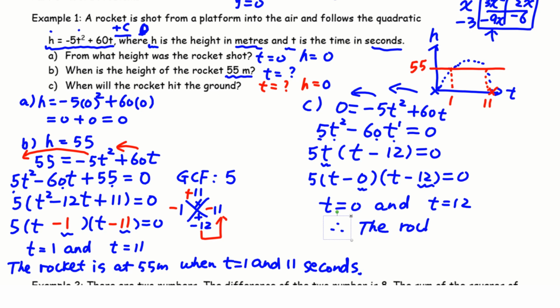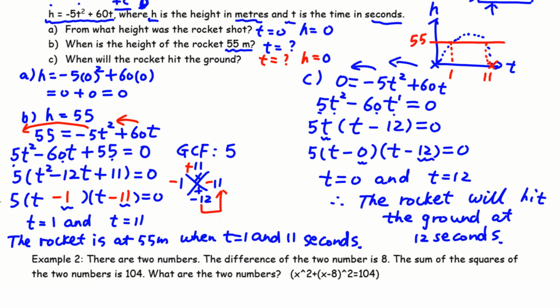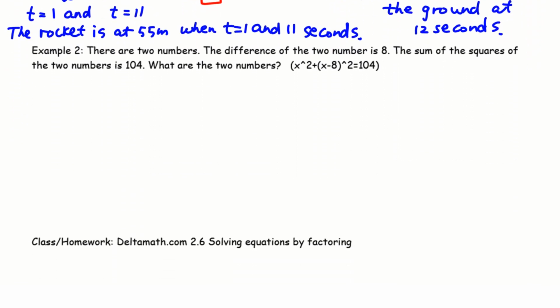So the rocket will hit the ground at 12 seconds. Okay, so this is for question C. Then just one more example.